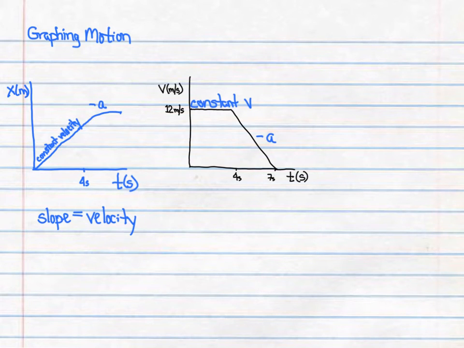Again, it's all about what the slope's doing. Constant velocity, I have a constant slope. If I have a decreasing velocity, it's a negative acceleration, I need to have a decreasing slope to show that.